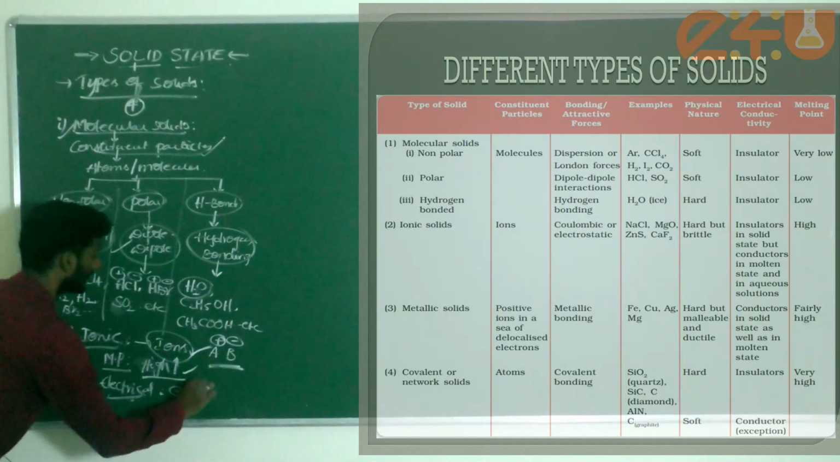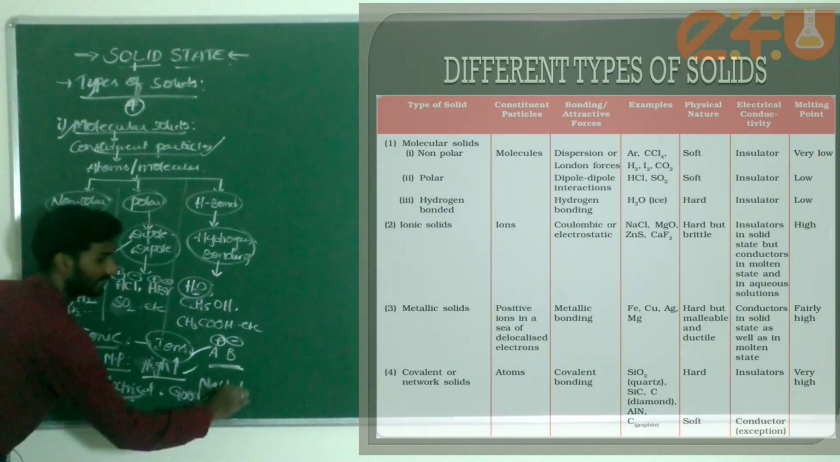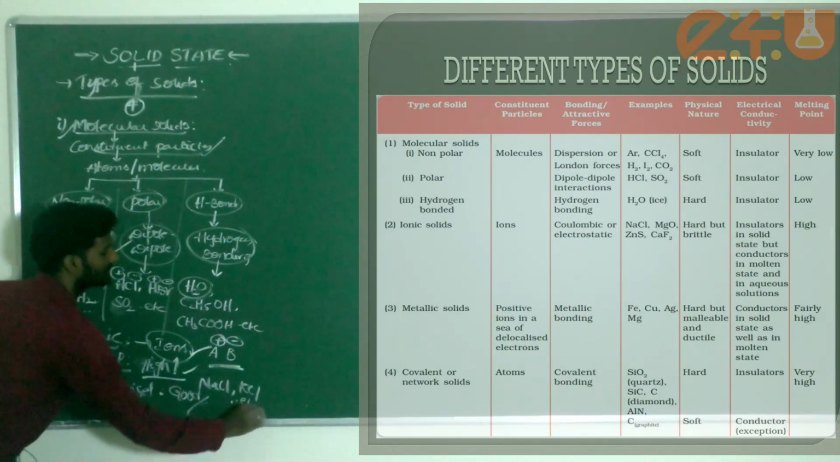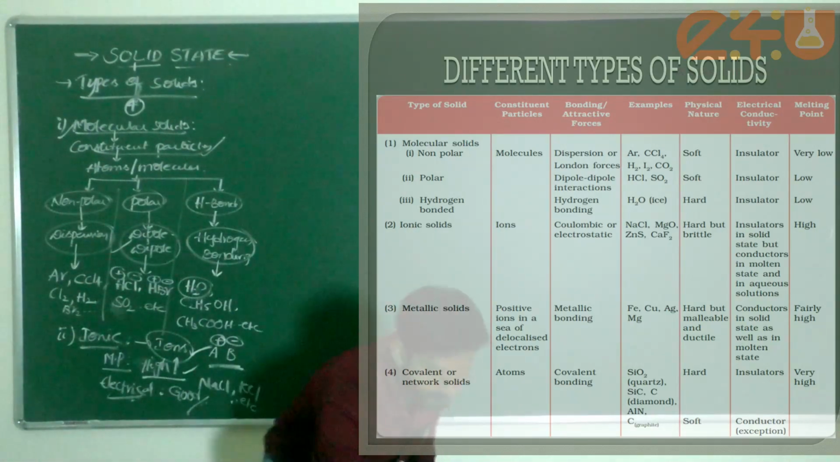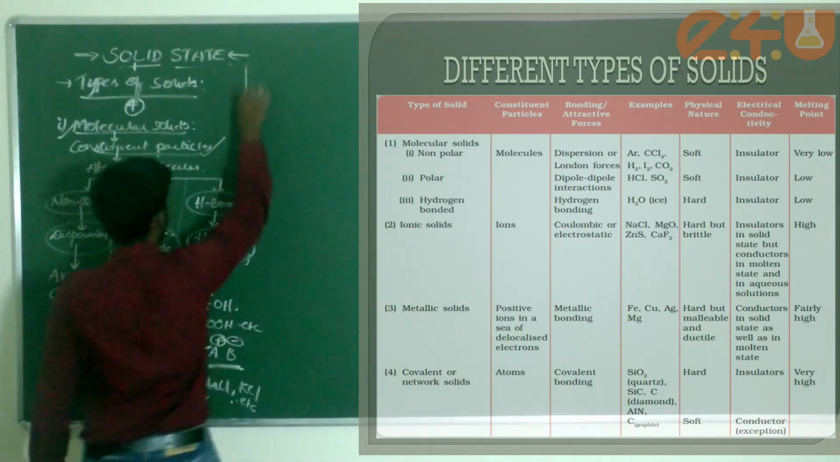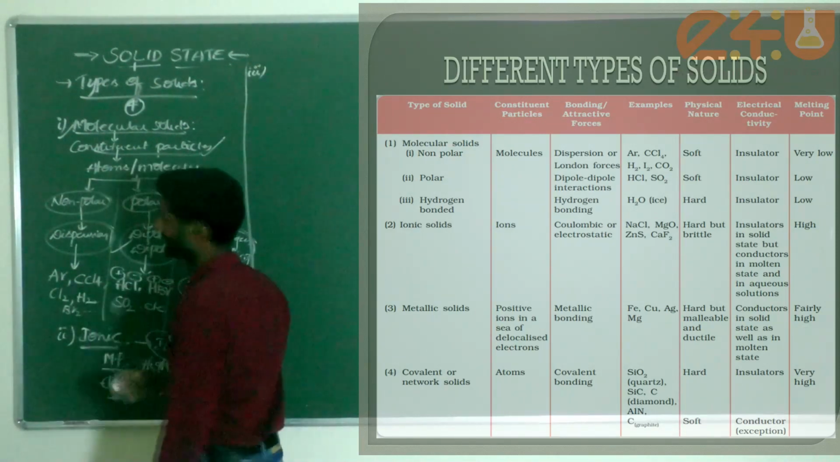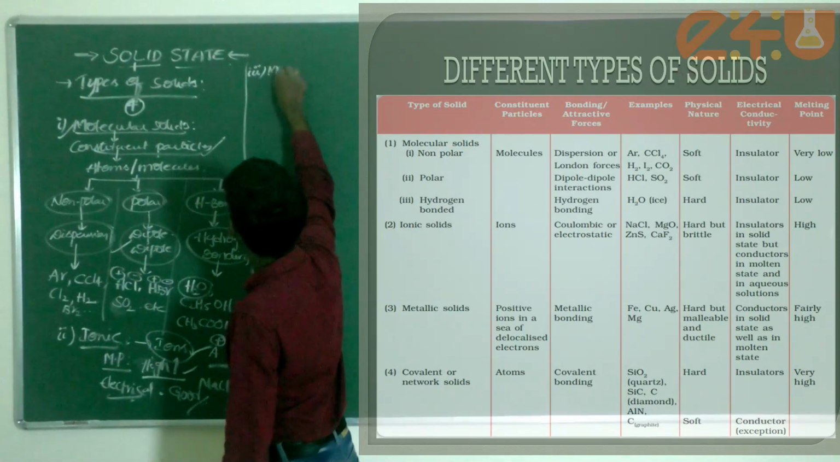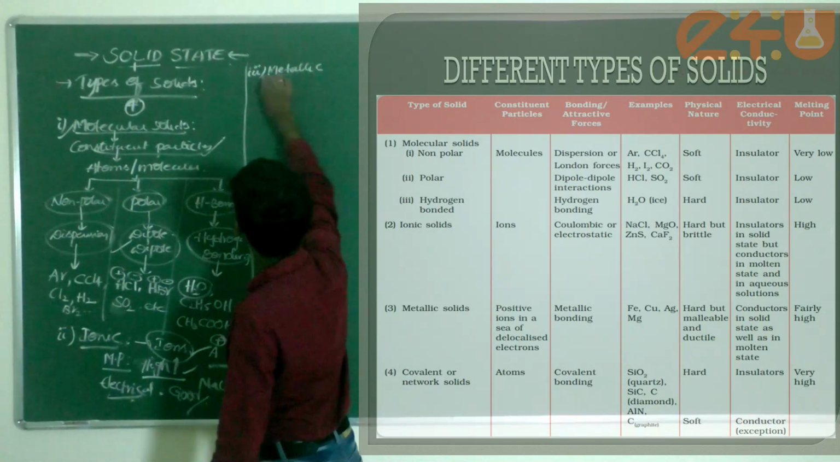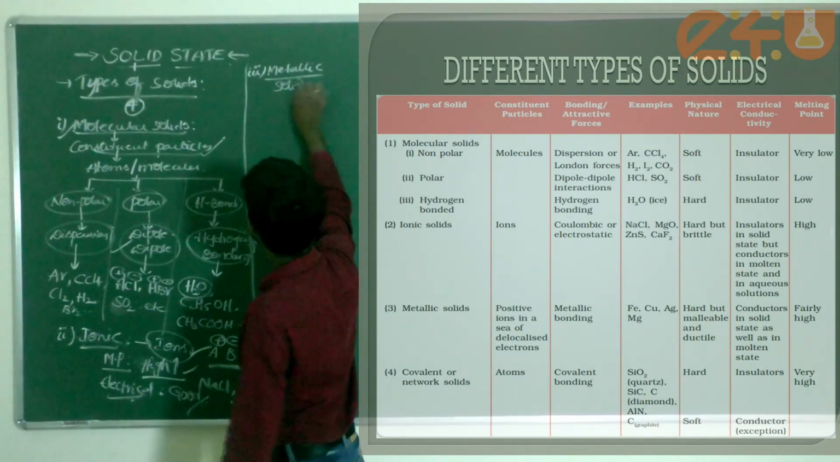Examples of ionic compounds are NaCl, KCl, and zinc sulfide. These are all examples which come under ionic solids. Next, the third one comes under metallic solids, dear students.